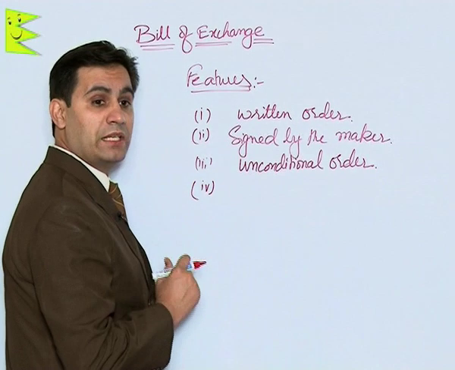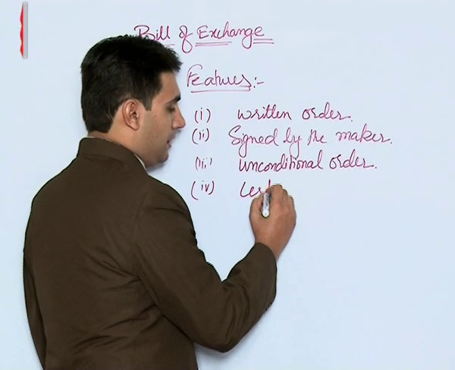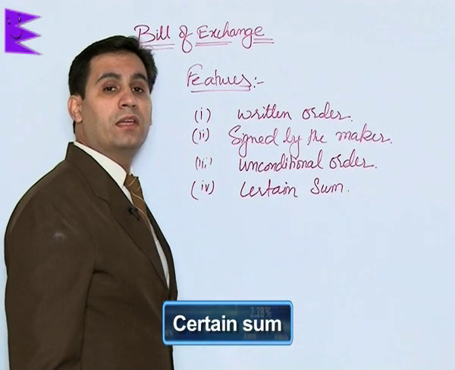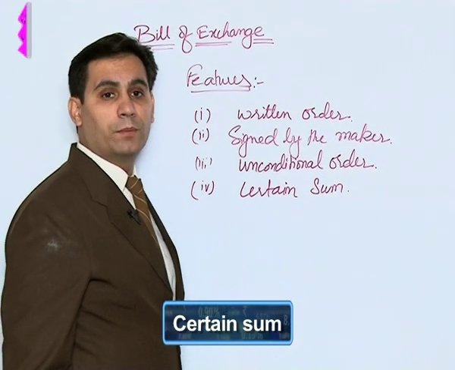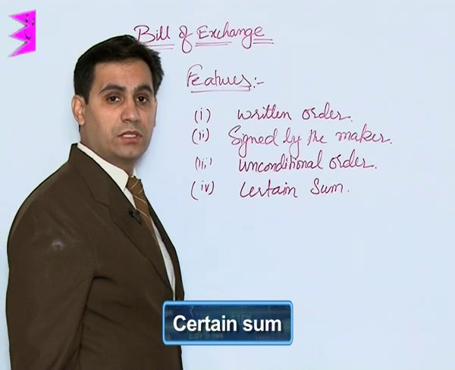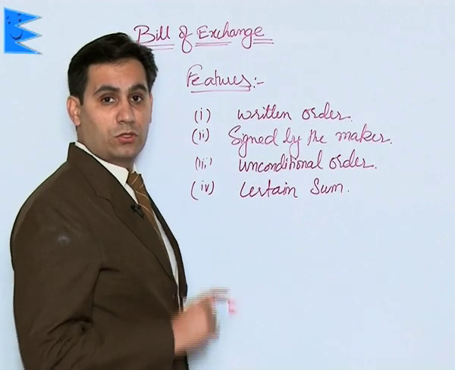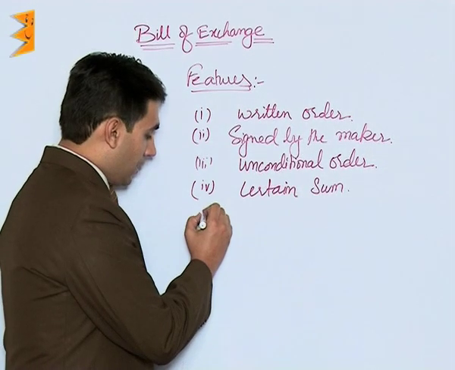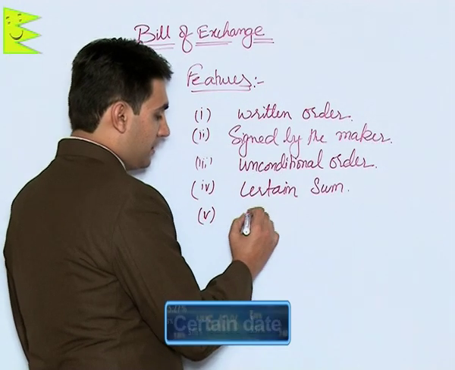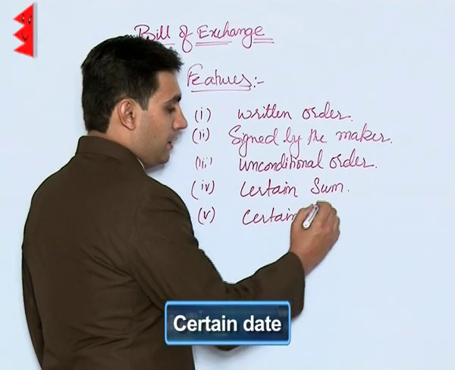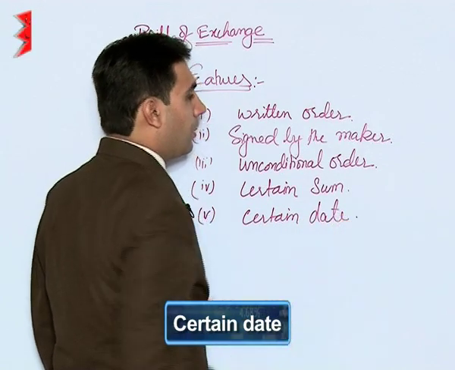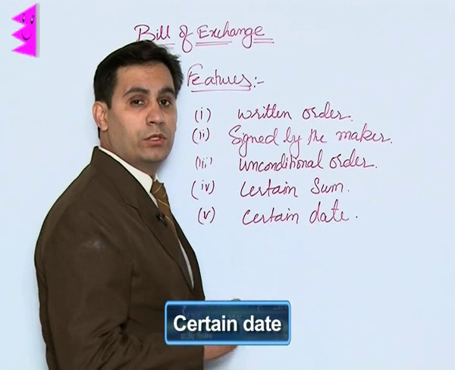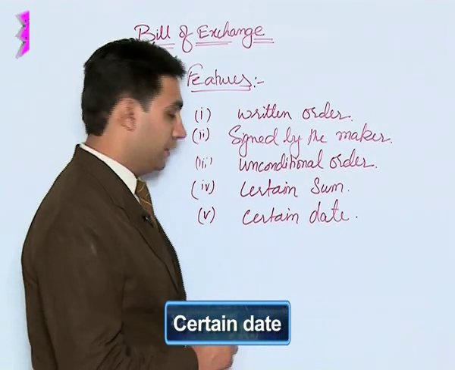That means the sum of money is well defined, that is, a certain sum. It is not something like pay nearly rupees 1 lakh. It would be an exact amount: pay 1 lakh, or 1,50,000, or pay 350 rupees. So the amount has to be defined. So certain sum is the next feature. Then the fifth point is certain date, that is the time period for which the bill is drawn. That is, after this particular date or on this particular date the payment would be received.